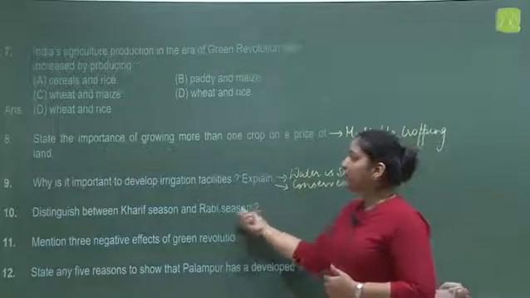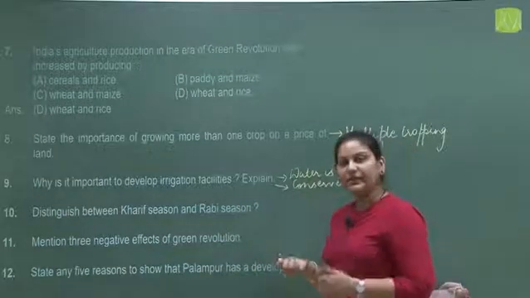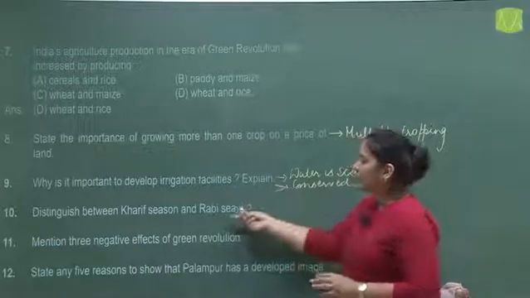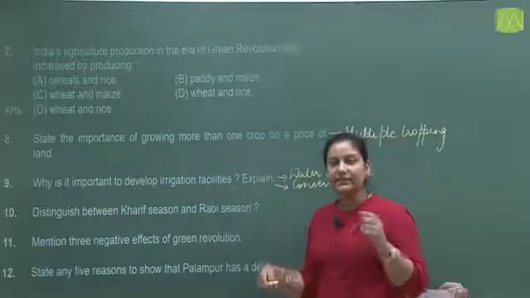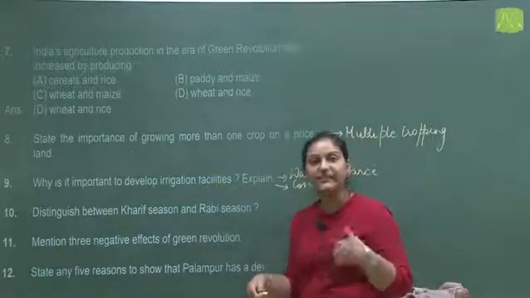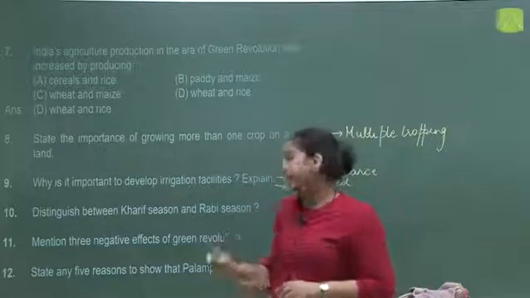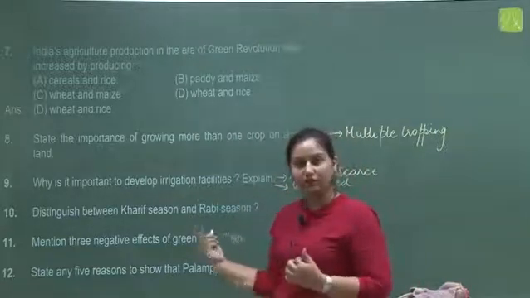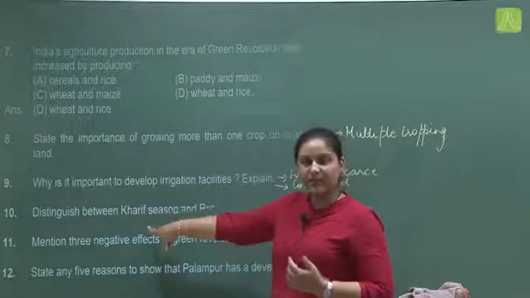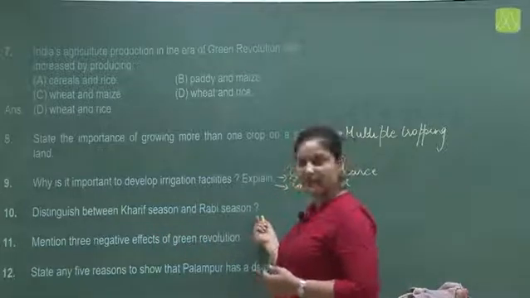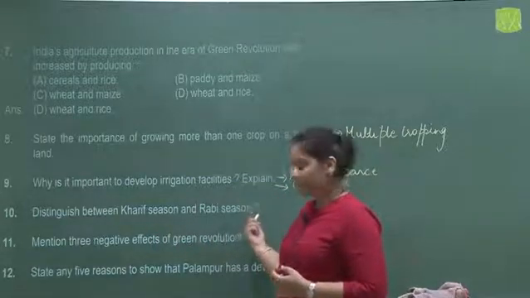You have to distinguish between Kharif season and Rabi seasons. You can here write that Kharif season is that season wherein the seeds are sown in the summer months, and in Rabi the seeds are sown in the winter months. This is known as the summer season, this is known as the winter season, and you can give examples.